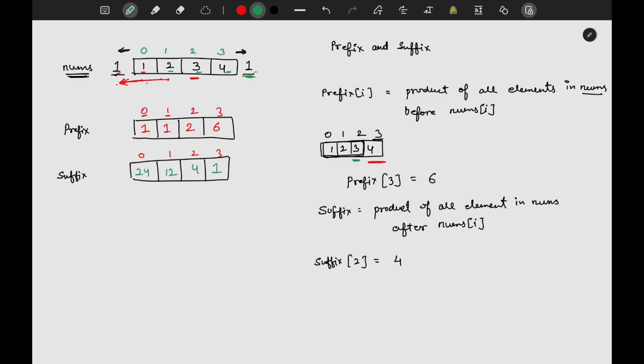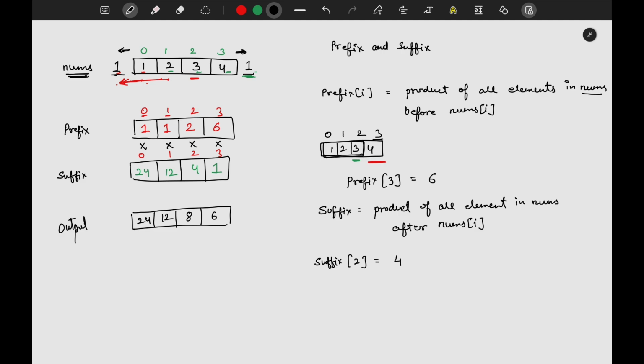So this is it. Now we have created our prefix and suffix arrays. Now to generate the output, we just have to multiply the corresponding elements of prefix and suffix. So this is the output. We will multiply these two elements, these two, these two and these two. We will get 24, 12, 8 and 6. Now you must be wondering how this solution is working.